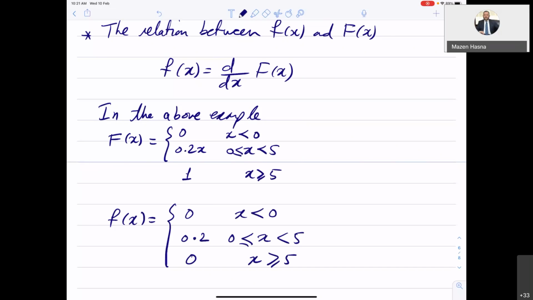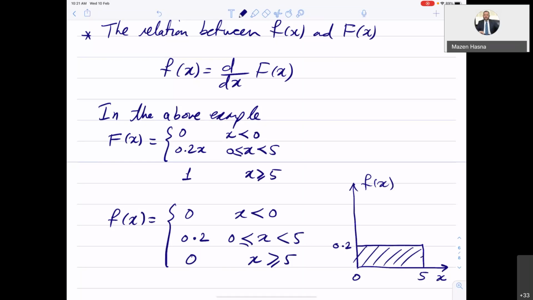So this is your small f of x. If you plot it, small f of x is constant between 0 and 5, and this is 0.2. Let's double check. What's the area? Area is 5 times 0.2, which is 1, which means it's indeed a valid probability density function.